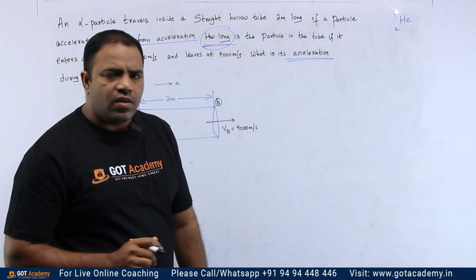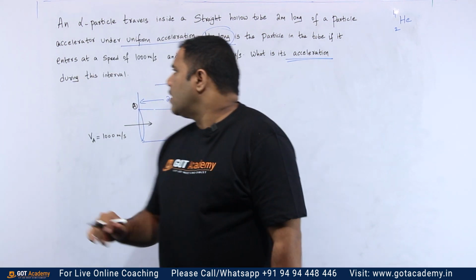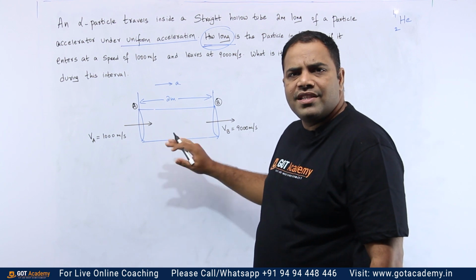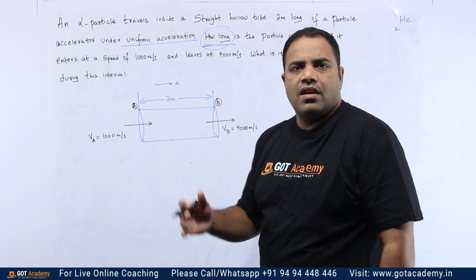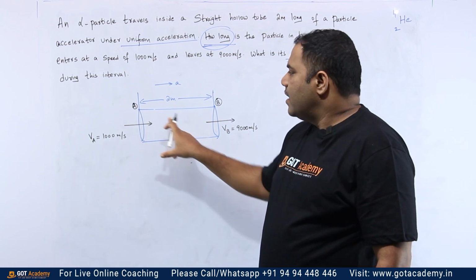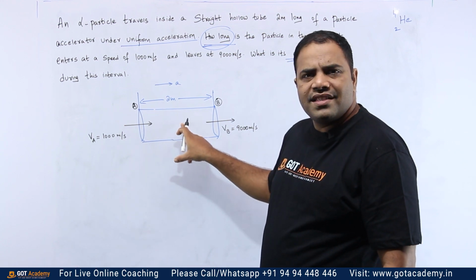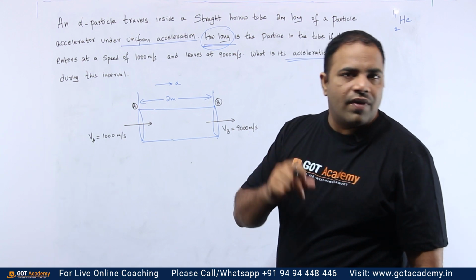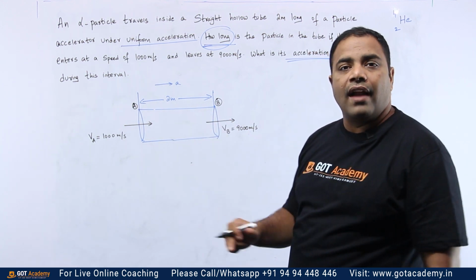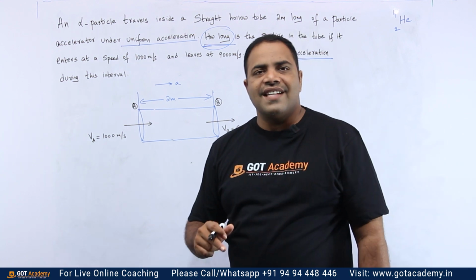So now what we have to do? We have to find the time, how long the particle is in the tube. For how much time does the alpha particle, traveling with this speed, stay inside the hollow tube? That is what we have to find out. And the second thing is, what is the acceleration of the alpha particle?